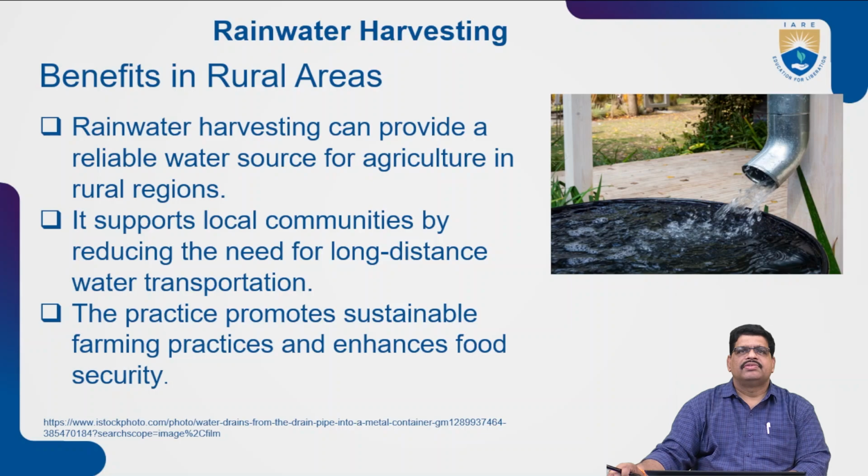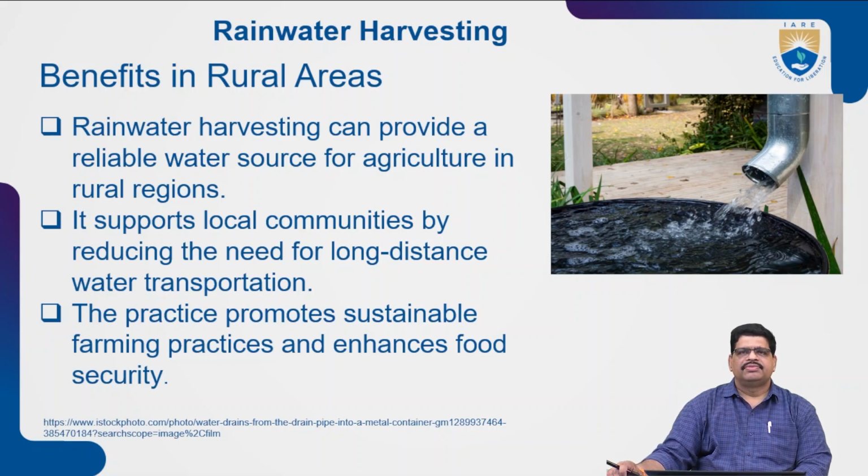Next, benefits in the rural area. What are the benefits of rainwater harvesting in rural areas? Rainwater harvesting can provide reliable water sources for agricultural and rural regions. It supports the local communities by reducing the need for long-distance water transportation. So that is one of the benefits for rural areas: water transportation.